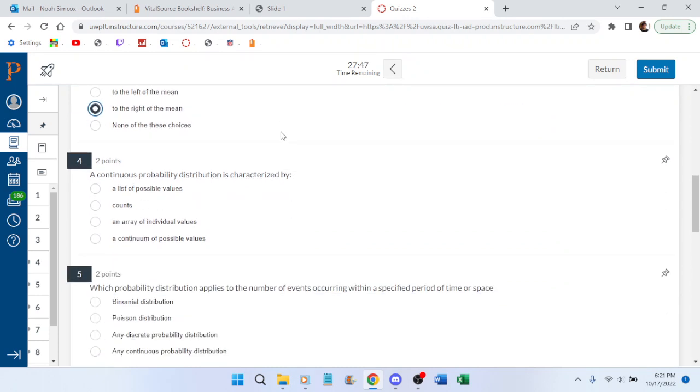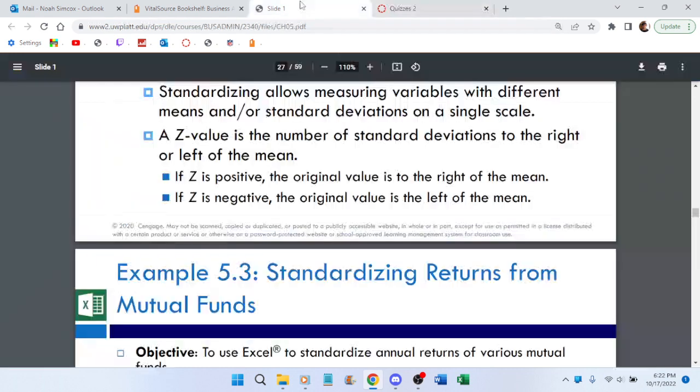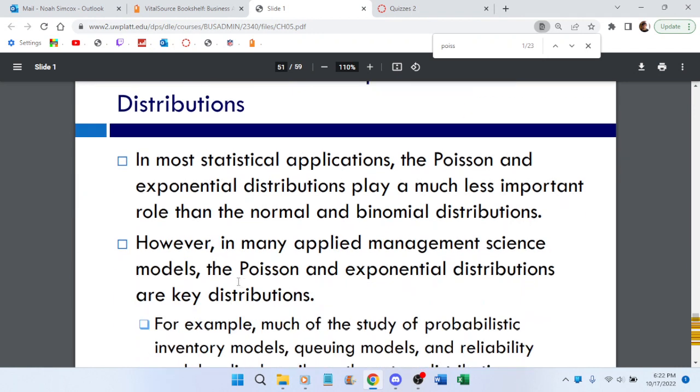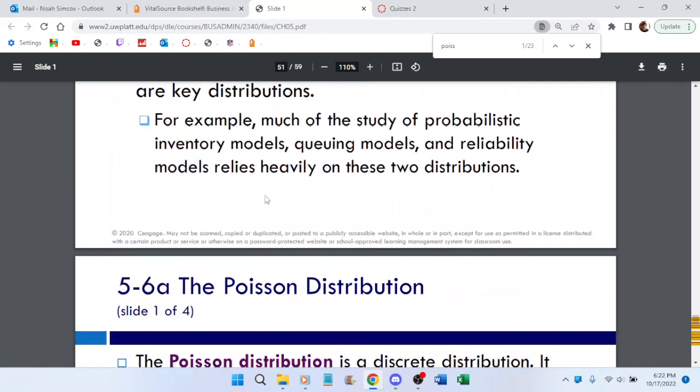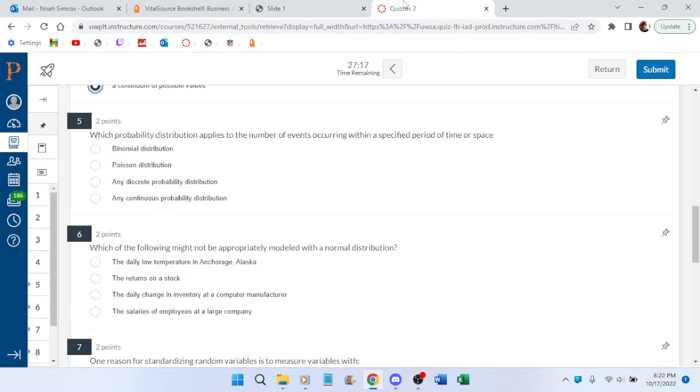My continuous probability distribution. A continuum of possible values. Which probability distribution applies to the number of events occurring within a specified period of time? I think that's Poisson. Let me just double check that. Oh, how do you spell it? Number of events occurring within the specified period.